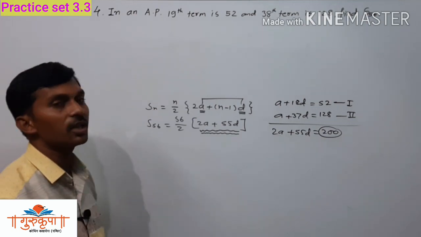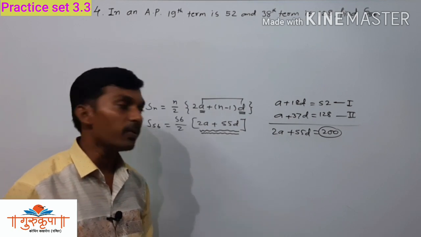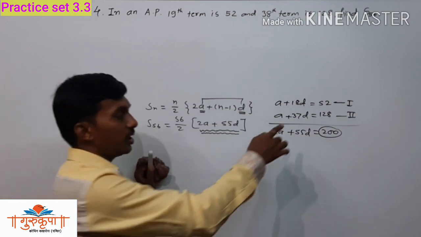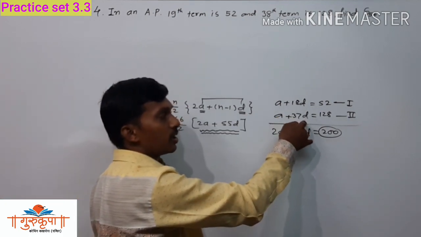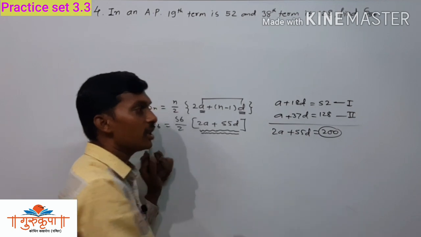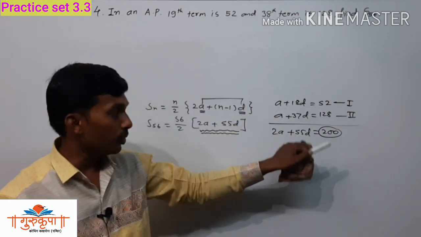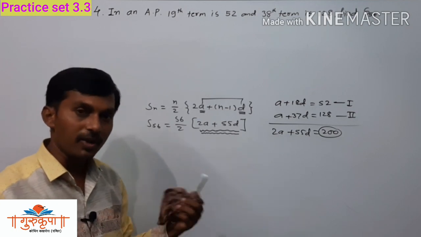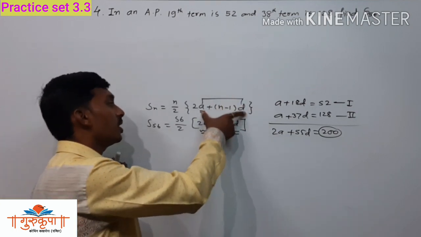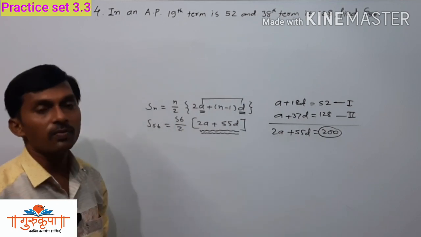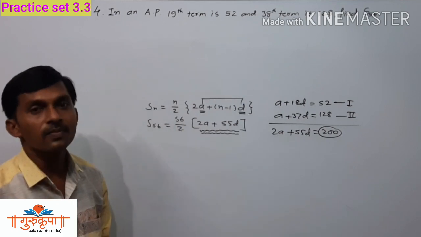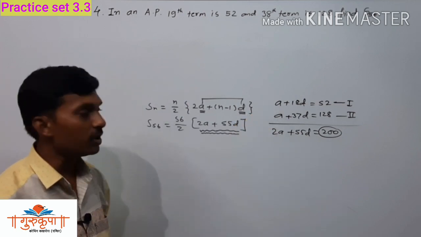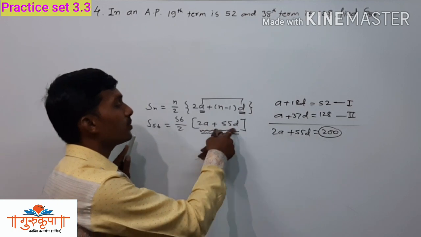But here in this example, no need to find the values of A and D separately. We know how to find the values. Here, in place of addition, we have to take subtraction. Once we take subtraction, A gets cancelled and we will get the value of D. Putting this value in any one equation, you will get the value of A. And if we get the values of A and D, put these values here and find the sum of 56 terms. But here it is not necessary to find the values of A and D separately. You can directly get the value of 2A plus 55D.